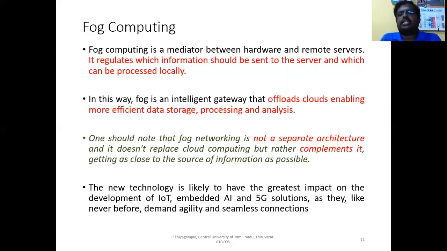That filtration can be done in the fog computing, and ultimately it will reduce the storage capacity in the cloud, as well as reduce the network traffic. In this way, we can say the fog is an intelligent gateway that offloads the cloud, enabling it to store only the more efficient data, so that the cloud does not store unnecessary data, and can store, process, and analyze only the essential data.